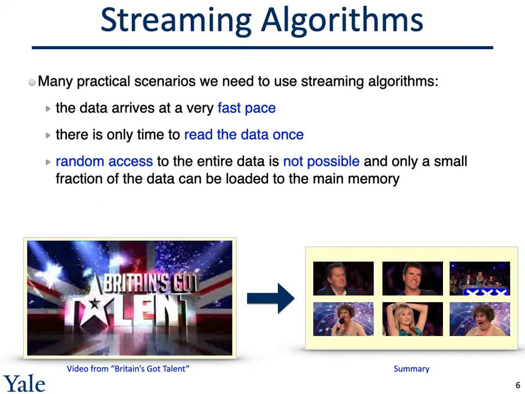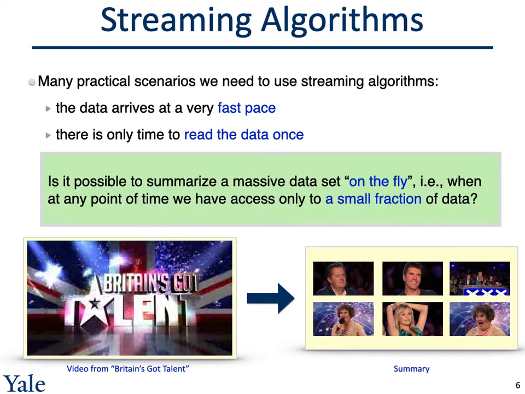In many applications of submodularity, the data arrives at a very fast pace. There is only time to read the data once, random access to the entire data is not possible, and only a small fraction of the data can be loaded into the main memory. As a practical example, consider the case where we want to find the most representative frames from a video stream without storing the whole video. So here's a very fundamental question: is it possible to summarize a massive dataset on the fly when at any point in time we have access to only a small fraction of the data?